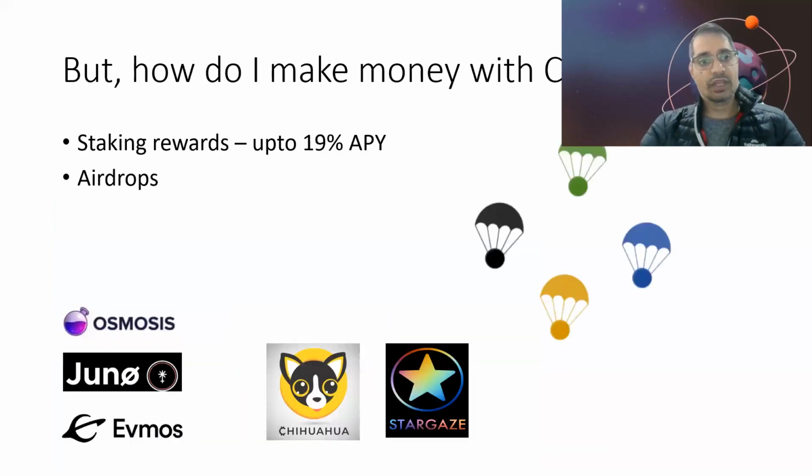Let's move on. But how do I make money with Cosmos? There are two ways you can make money with Cosmos. One, you can get staking rewards, which are up to 19% APY, annualized percentage yield. When you stake the Cosmos token, which is called the Atom token, you can get up to 19% APY. So you can get more Atom tokens, and those are the rewards.